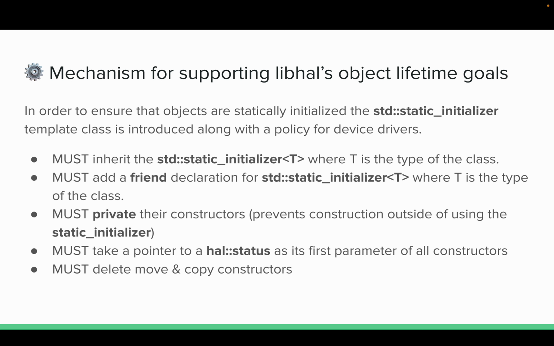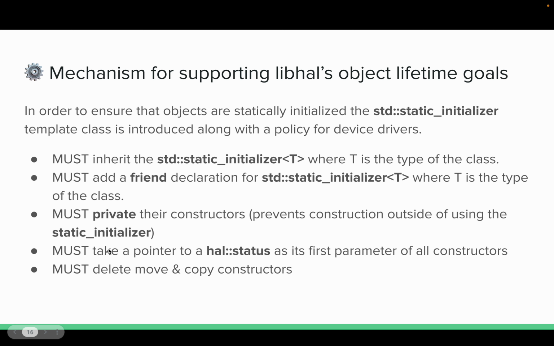So it must inherit the static initializer T, where T is the type of the class. Must add a friend declaration for static initializer T, where T is the type of the class. Must make their constructors private. This is just to prevent construction outside of using the static initializer. Technically, you can make them public if you wanted to have both options. I am still considering the idea of relaxing this particular rule for developers that feel they have a need for a global constructor that bypasses the static initializer.